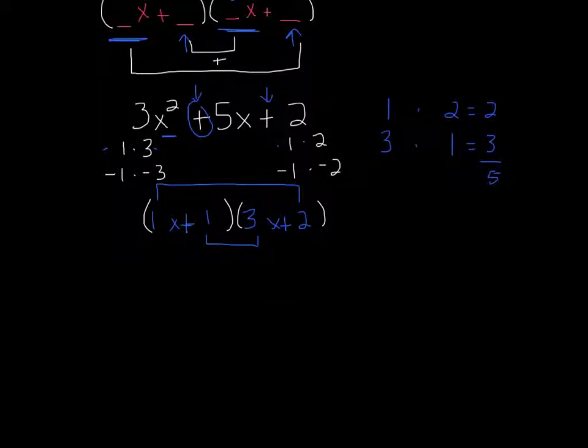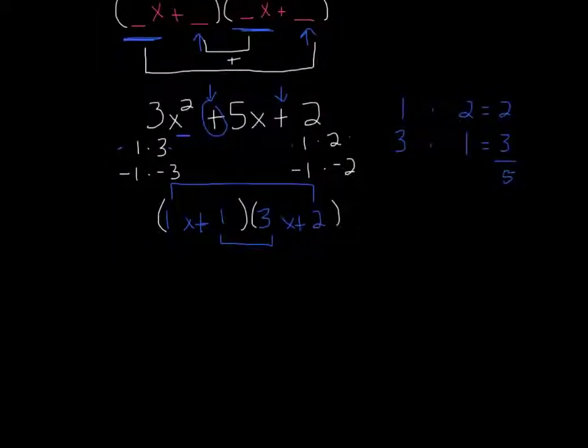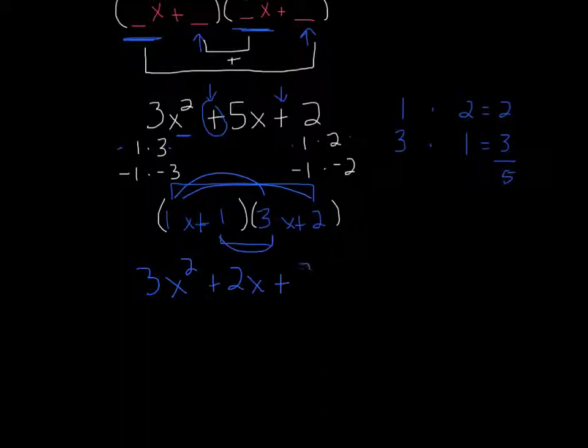you multiply these back together. When you multiply them back together, you get 1x times 3x, that gives you 3x squared. And then you do 1x times 2 and you get plus 2x. You do 1 times 3x, you get plus 3x. And you get 1 times 2, which gives you 2. You combine them together, 3x squared plus 5x plus 2.